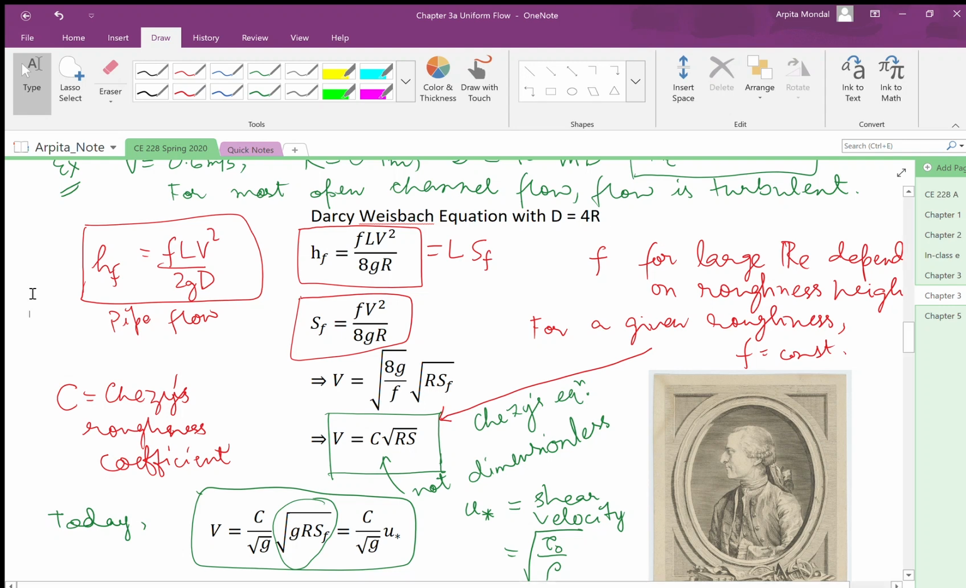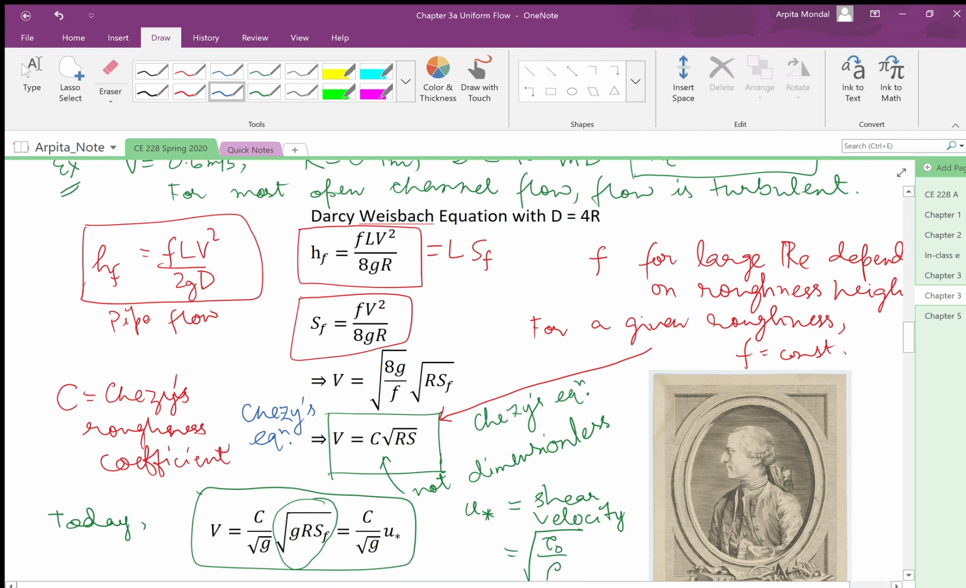In this video, we are going to continue our discussion on uniform flow. So in the previous video, we had looked at what is called the Chezy's equation, which relates the velocity of flow in uniformly flowing open channels to the hydraulic radius and the bed slope.